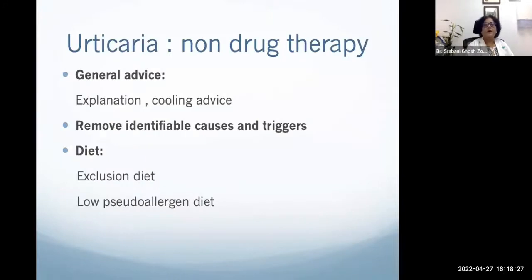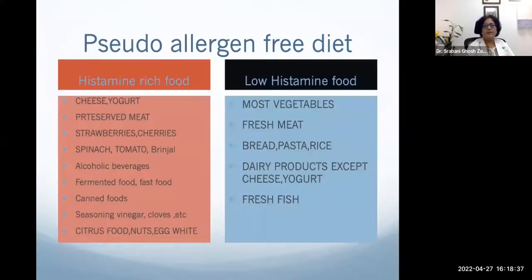So coming to the management, urticaria non-drug therapy should involve general advice, removing identifiable causes and triggers, and diet exclusion. A low pseudo-allergen diet can be considered. Now, a pseudo-allergen free diet means a diet which has low histamine content, mostly vegetables, meat, bread, pasta, dairy products. It does not cost you any money, and sometimes that can be beneficial for the patient, so it's worth trying.